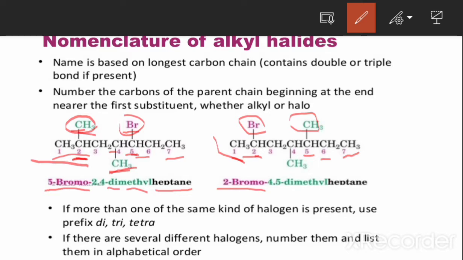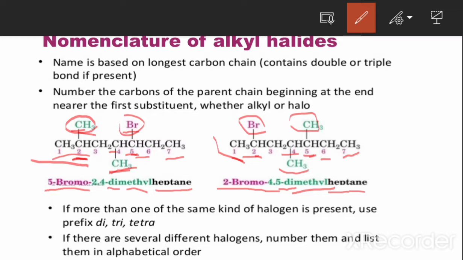And on the fourth and fifth carbon there are two groups that are the same, and we will name them as 4 and 5 positions. On the fourth and fifth carbon atoms there are two methyl groups, so we will name it dimethyl. And the carbon chain that is the parent chain contains 7 carbons, so we will name it heptane. The other rule is, if more than one of the same kind of halogen is present, use the prefix di, tri and tetra.